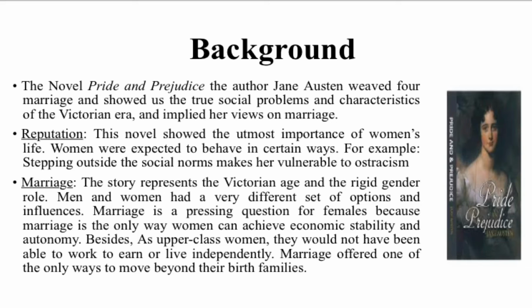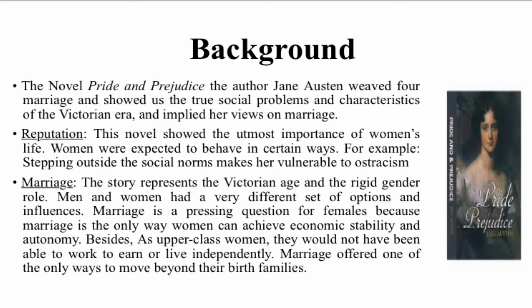Now, coming to the brief background of my research. Firstly, in the novel Pride and Prejudice, the author Jane Austen weaves four marriages and shows us the true social problems and characteristics of the Victorian era and implies her views on marriage. The story takes place at a time when gender roles were quite rigid and men and women had a very different set of options and influences.